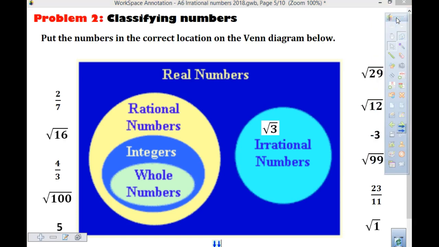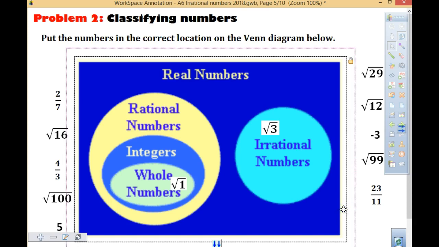So if I am looking at the square root of 1, what's the square root of 1 equal to? 1. I got to move that to a whole number. Okay? So you're going to simply write yours in, and then I'm going to move all of them. So do your writing first, and then we'll check it in just a minute. Write them in where you think.